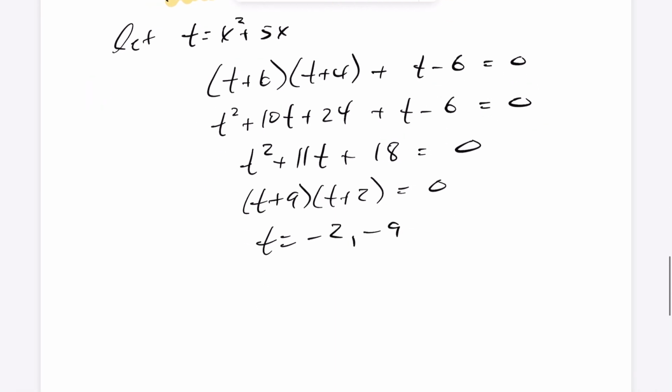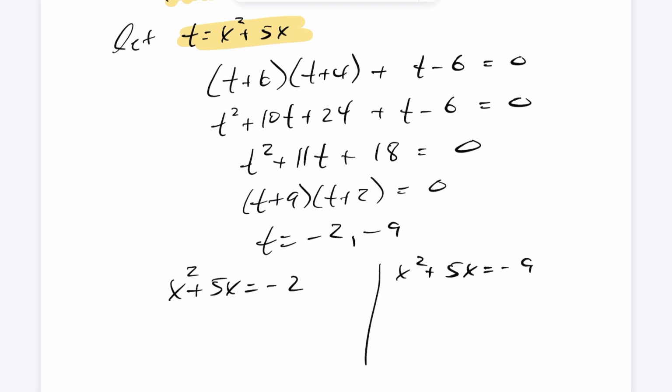Now, I don't want t, I want x, but I know, if you look up here, that t is equal to x squared plus 5x. So I can go ahead and now say, okay, x squared plus 5x must equal -2, and likewise, x squared plus 5x must equal -9. So bring this to one side of the equation. I've now got this, and likewise, I have this.